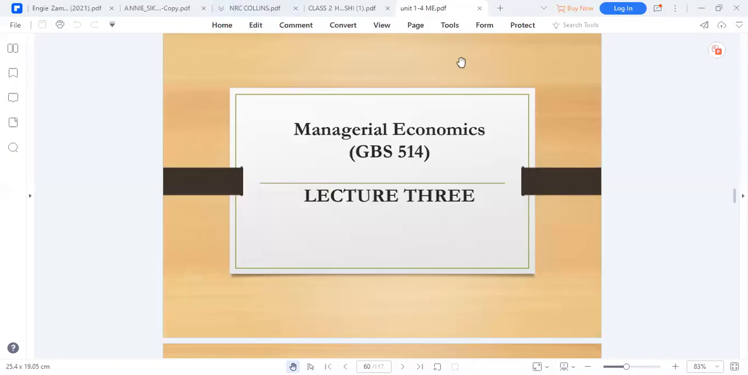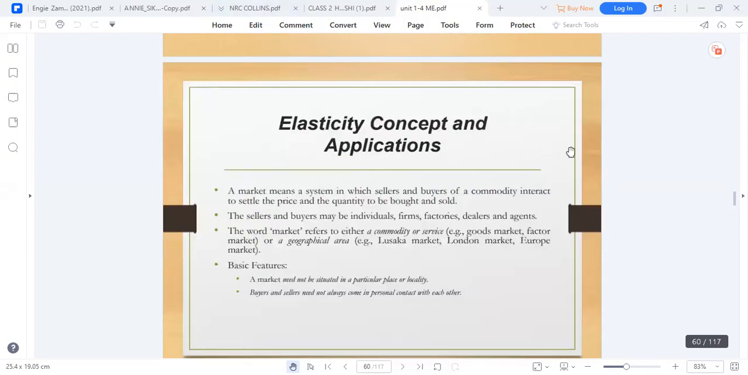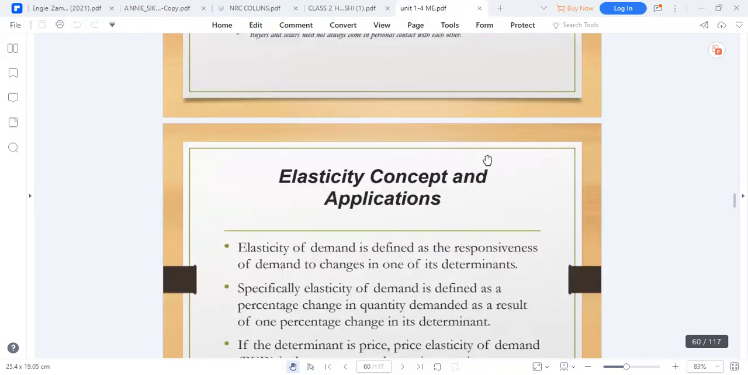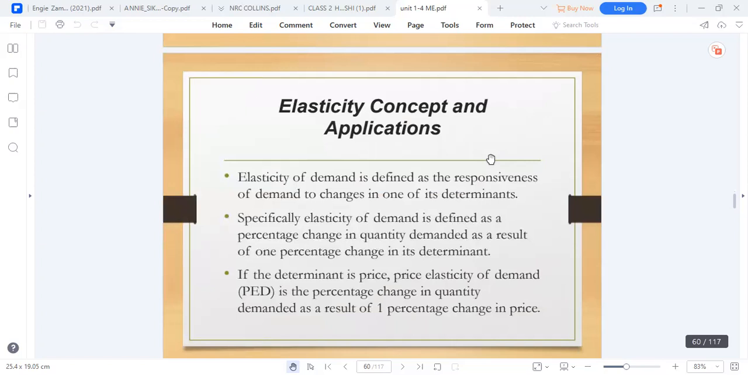Welcome to our lecture 3, where we're going to look at elasticity. To start with, when we're dealing with elasticity, we must understand the factors that affect demand. Now, the concept of elasticity is very important for every economist because it helps us understand how buyers and sellers react to changes in prices in relation to demand or in relation to quantity supplied. And so, to understand the concept of elasticity, we must define it first of all.